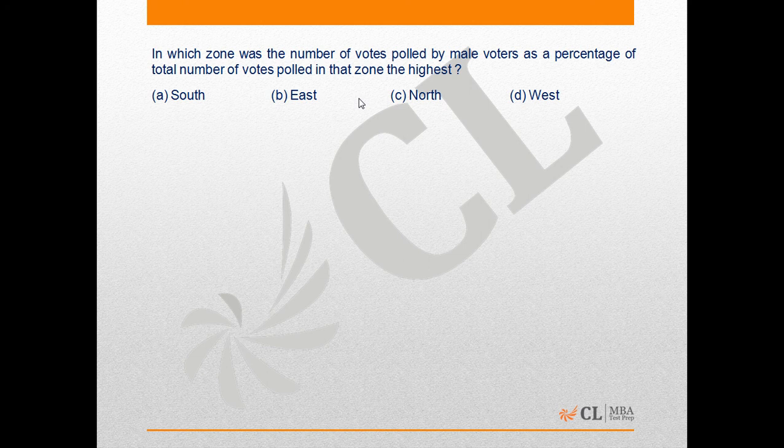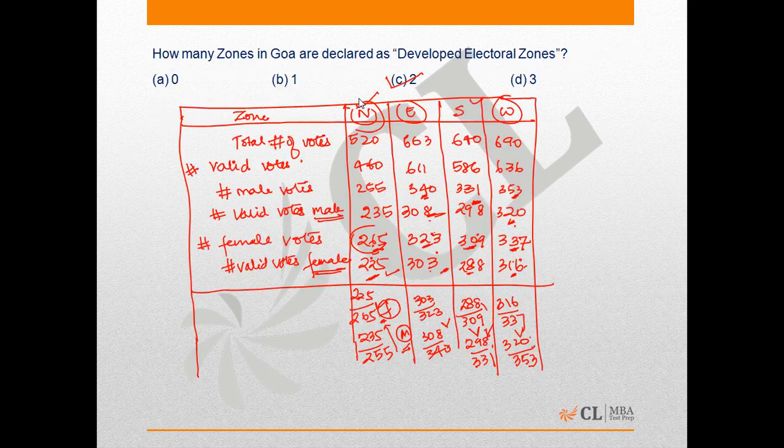In which zone was the number of votes polled by male voters as a percentage of total number of votes polled in that zone the highest? So male voters as a percentage of total votes. If you look for North, this is 255 out of 520. If you look at East, this is 340 upon 663. If you look at South, this is 331 upon 640. And if you look at West, this is 353 out of 690.